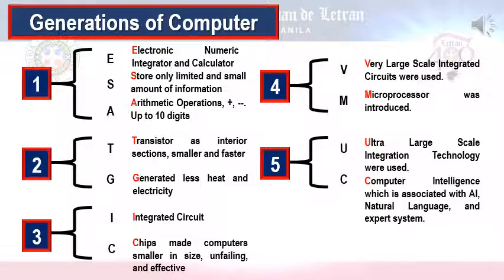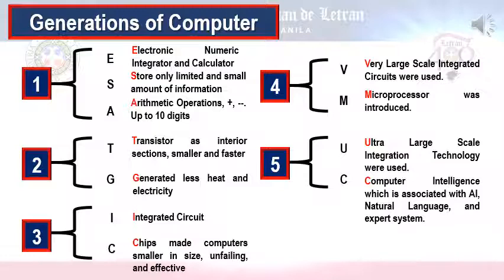So for the first to third generations, just remember the acronym SAT-GIG. And for the fourth and fifth generations, just remember the acronym VMOOC. The first generation computer is also known as the Electronic Numerical Integrator and Calculator, which stores only a limited and small amount of information and can do arithmetic operations up to 10 digits.